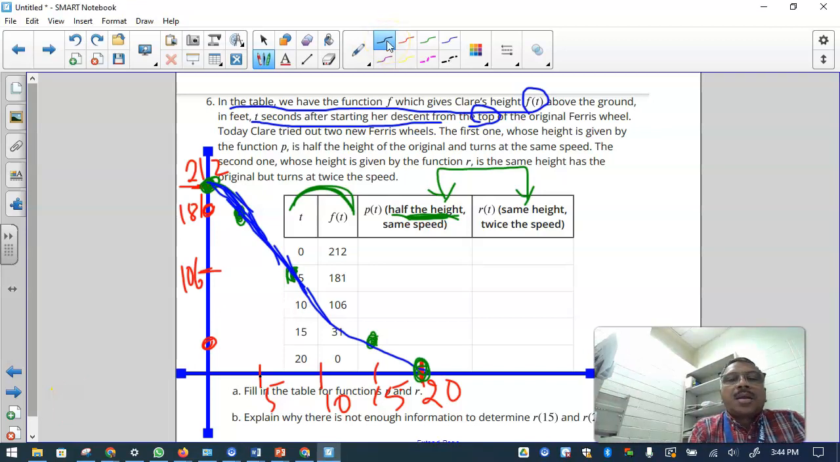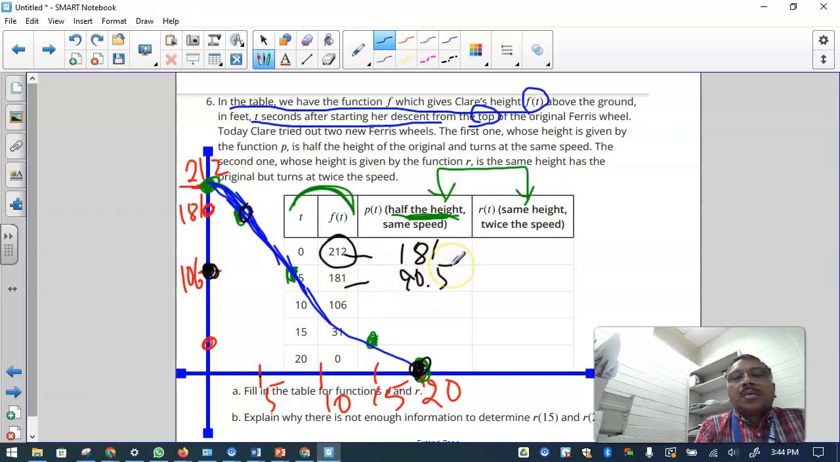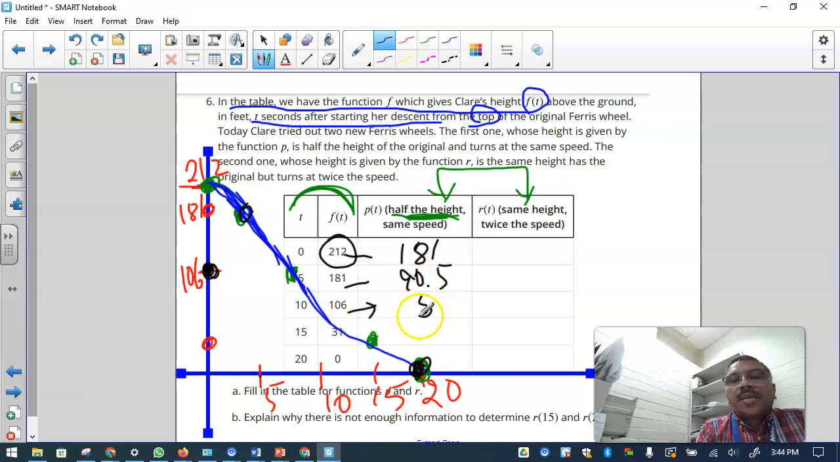So I'm sorry, this was 212. Now the height becomes here. This is where the height is. So after 20 seconds, she reaches home, back to home, but all the heights will become half. So this becomes 181, half of this will be 90.5. Half of this will be 53, and this will be 15.5, and you're back here.